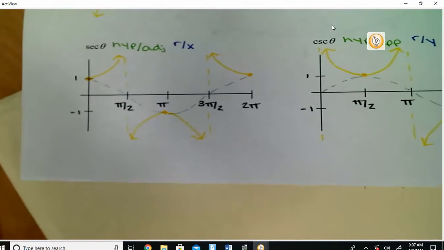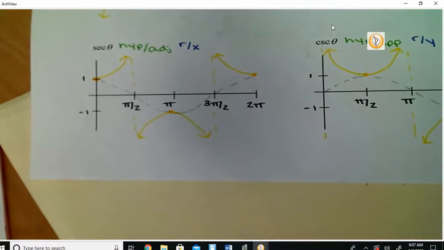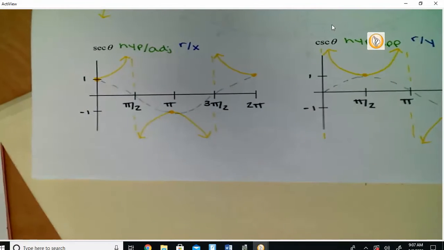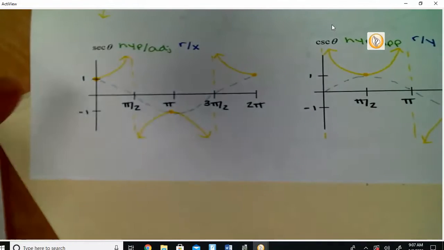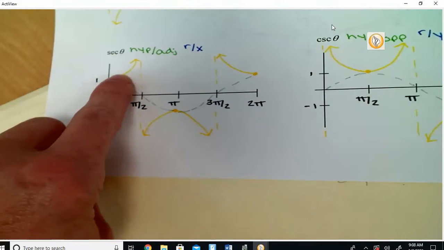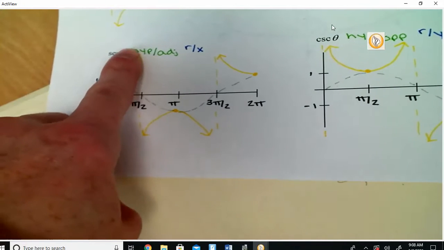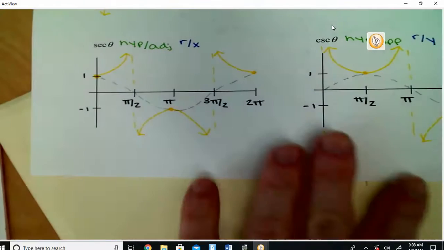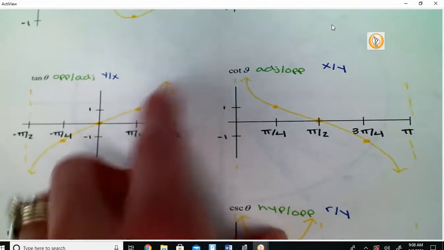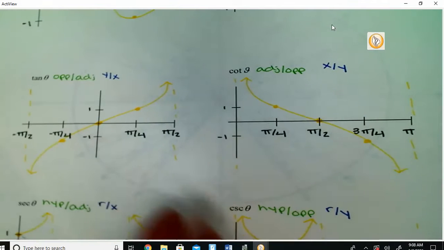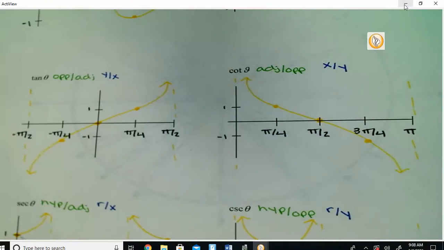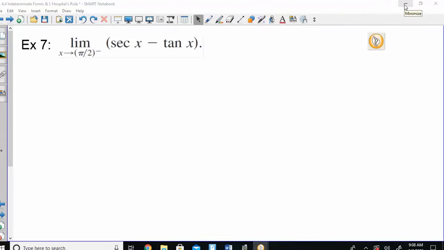So when I look at secant, we are approaching pi over 2 from the left. So you're coming in from this direction. Where is your graph going? Infinity. Okay, then we had tangent. So on tangent, as you approach pi over 2 from the left, where's that one going? Infinity. So this is currently of the form infinity minus infinity.